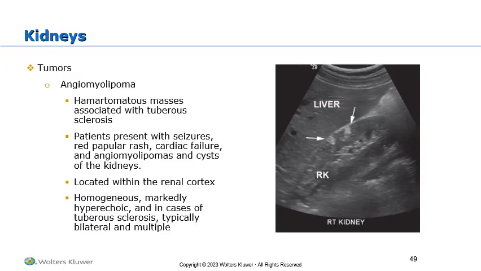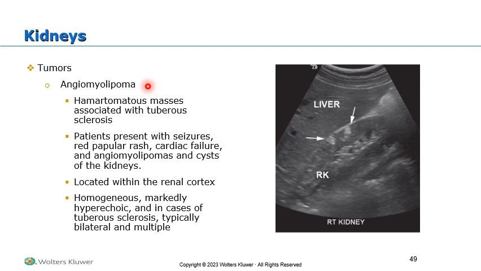Okay, now this goes back to then a benign mass, which is our angiomyolipoma. So remember, angio, that's going to be our blood vessel. Myo, that's going to be our muscle. Lipo, that's going to be our fat. And oma will be our tumor. So it's a tumor made of vascular tissue, muscle tissue, and fat.